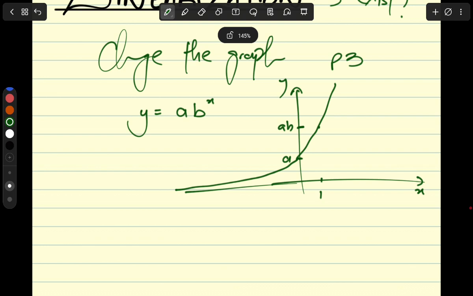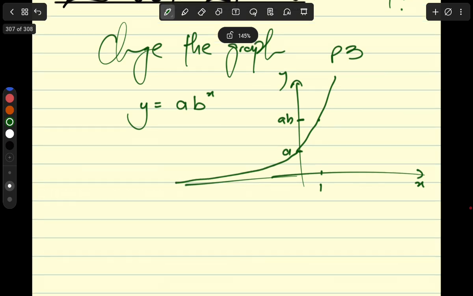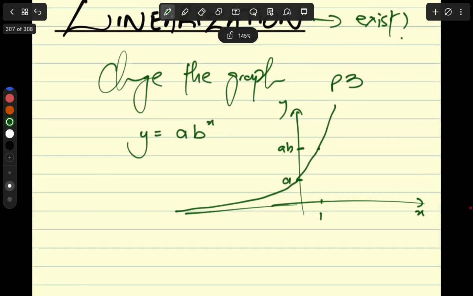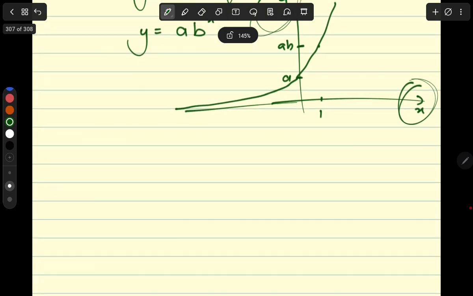So mathematicians had a clever idea. Instead of changing the equation, why don't we change what we plot, the axes? That is the whole philosophy behind linearization. We are not changing the data, we are changing the axes, what we are plotting, okay? Now, let's begin to do that.